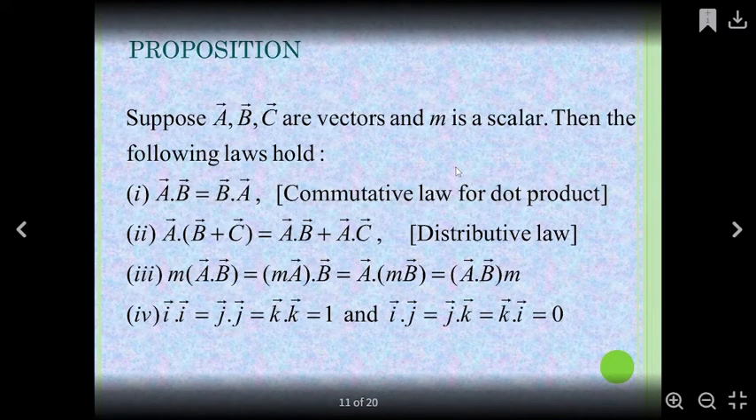Proposition: suppose a, b, c are vectors and m is a scalar, then the following laws hold. a dot b is equal to b dot a, the commutative law for dot product. a dot b plus c is equal to a dot b plus a dot c, the distributive law. m into a dot b is equal to ma dot b, or a dot mb, or a dot b into m. i dot i, j dot j, k dot k is equal to 1, and i dot j, j dot k, or k dot i is equal to 0. This means the dot product of the same vector is 1 and the dot product of different vectors is 0.